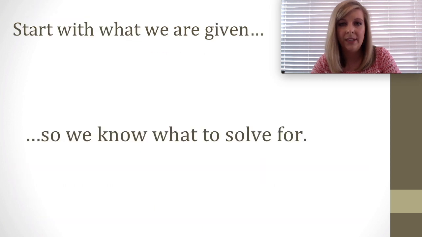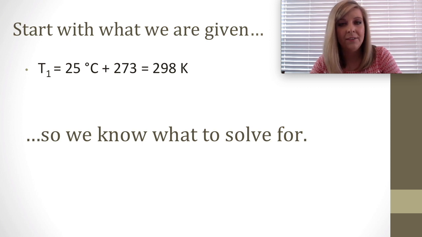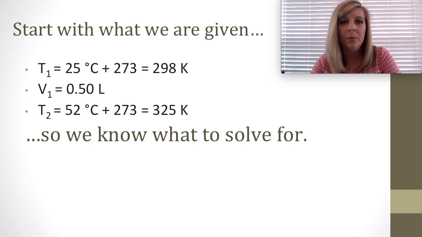So let's start with what we're given. Again, we're going to break down the word problem and pick out the important information. T1, we were given 25 degrees Celsius, but remember, for every degree C, we're going to add 273, which means T1 is actually 298 Kelvin. V1 is 0.50 liters, and T2, we were given 52 degrees C, but remember we have to convert to Kelvin, so 325 Kelvin, which means we know what to solve for because we only have one variable left. Therefore, we are solving for V2.